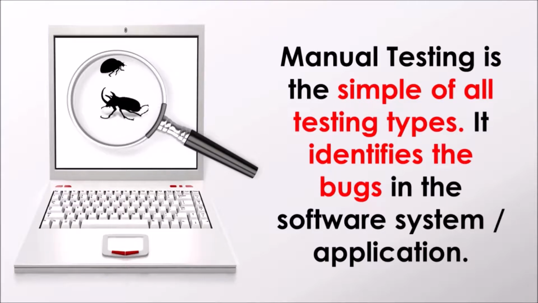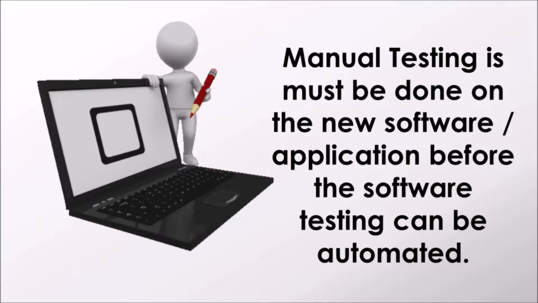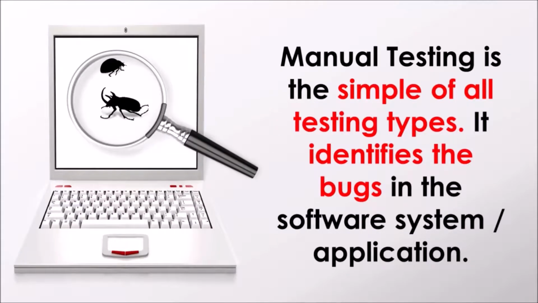Testers find those bugs and then send them to the development team for fixing them. Manual testing is a must and must be done on any software, application, or product before the software can be automated, because we have to determine the feasibility of automation, whether this software product or application can be automated.